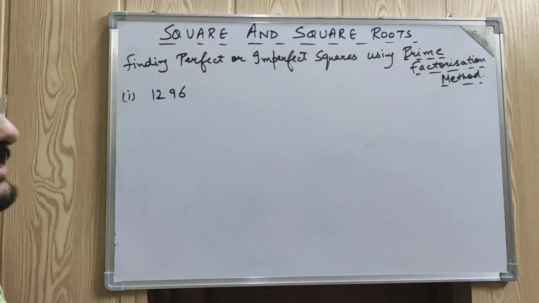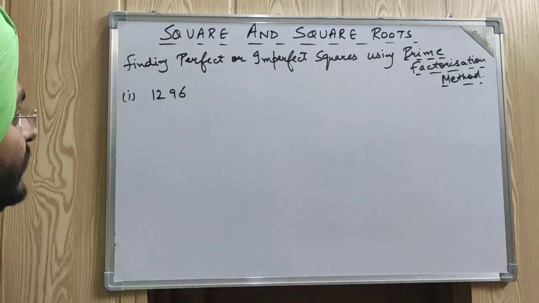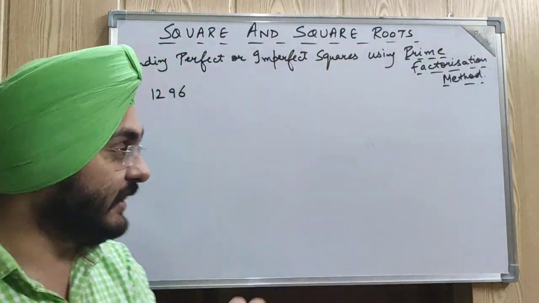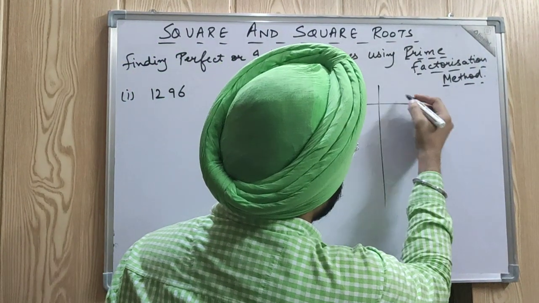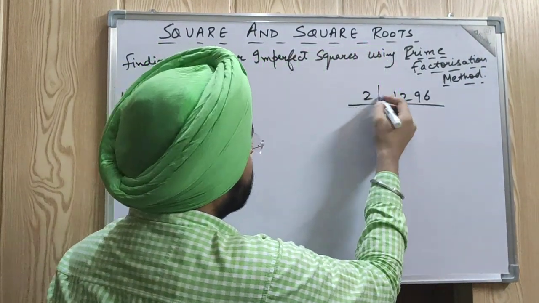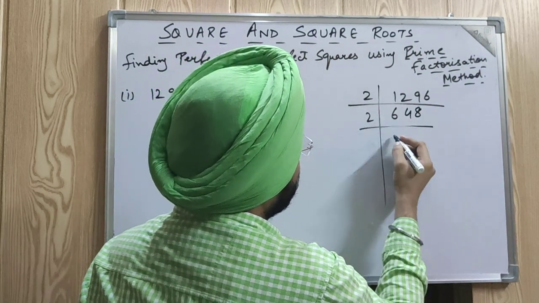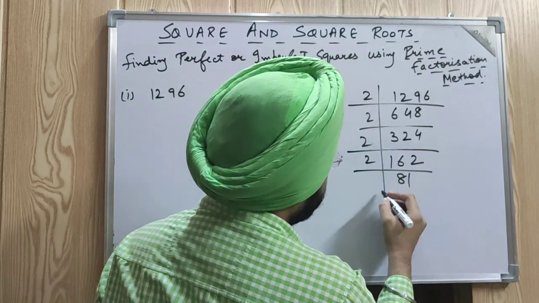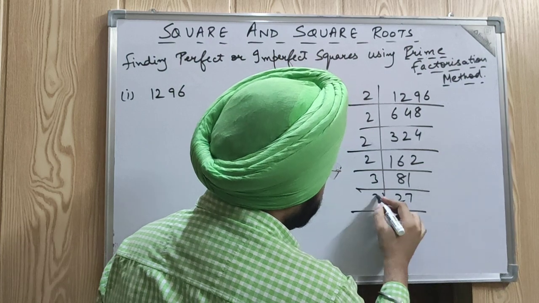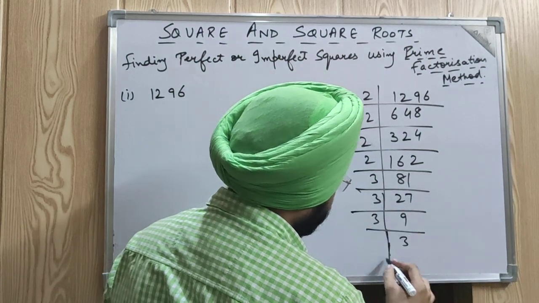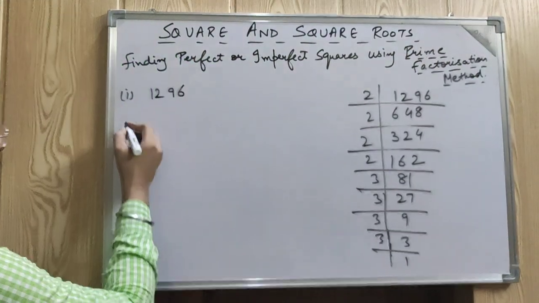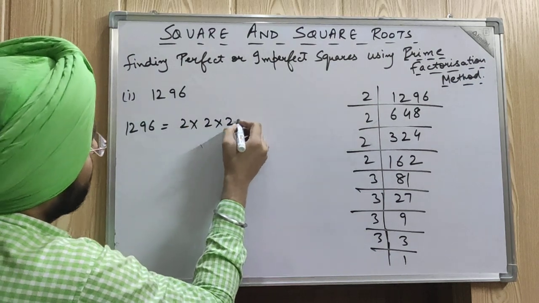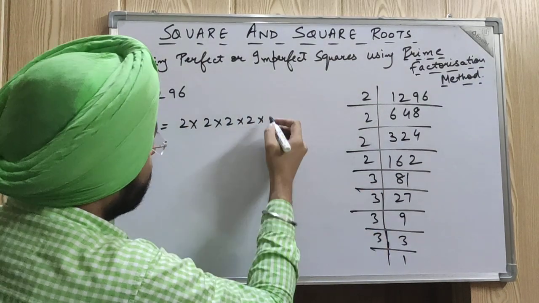Now how do we find whether the number is a perfect square or an imperfect square? I have written 1296 here, and we will use the prime factorization method. Firstly, do the prime factorization of 1296. You can start with 2: 2 6s are 12, 2 4s are 8, 2 2s are 36, 2 2s are 4, 2 4s, then 2 162, 2 81, 3 27, 3 9, 3 3 and 3 1. So can I write 1296 equals 2 four times and 3 four times.